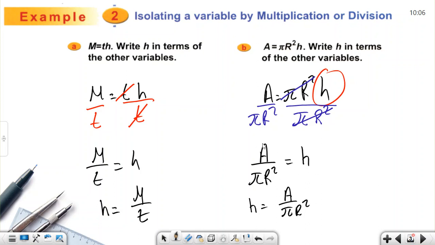So these two things are the same. If A divided by pi R squared is equal to H, then H is equal to A divided by pi R squared. You can read the opposite sides. It's an equation, it doesn't change however you write it.